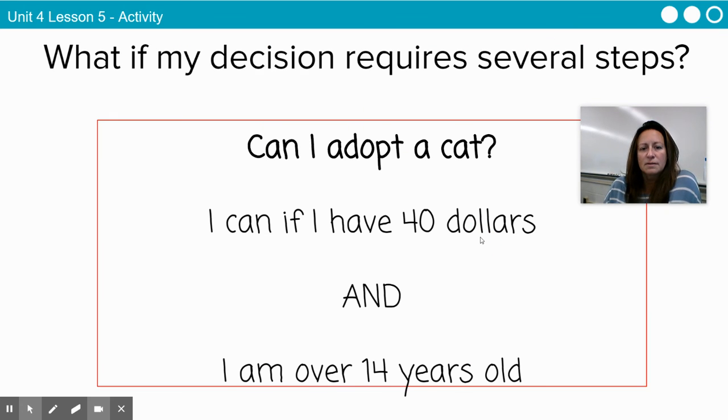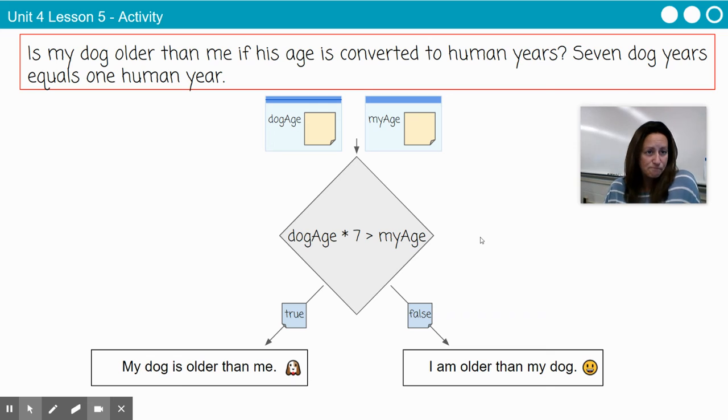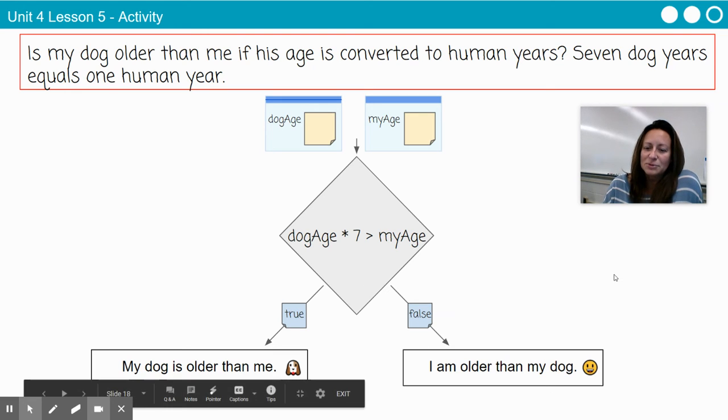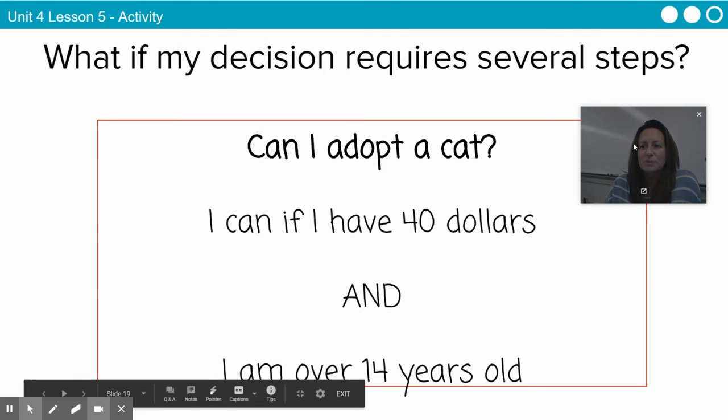So, let's say that my dog is 2 years old and my age is, let's say, 38, which it's not. But we'll just use that as an example. So my dog, 2 times 7 is 14. That is certainly not greater than 38. Perhaps you have a chance at your dog being older than you when converted to human years, but I don't. So this expression is false. I am older than my dog, and I will be for quite a while.